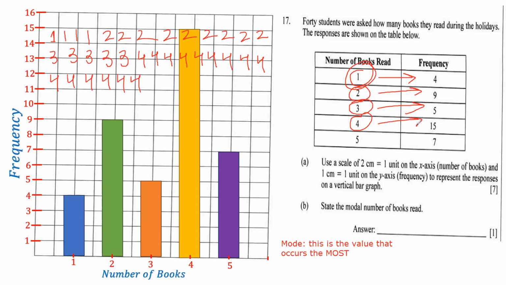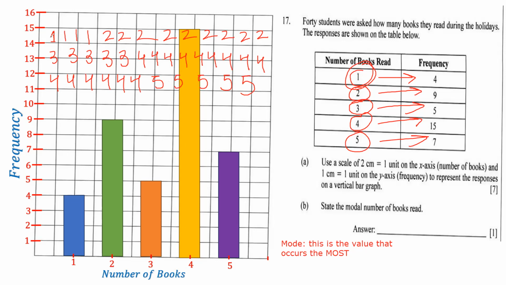Do we have any more 4s left? Hello, I'm not talking to only one person. Do we have any more 4s left? No, sir. How about 5s? How many 5s do we have? 7. 7 5s. So it's going to be 1, 2, 3, 4, and 5.